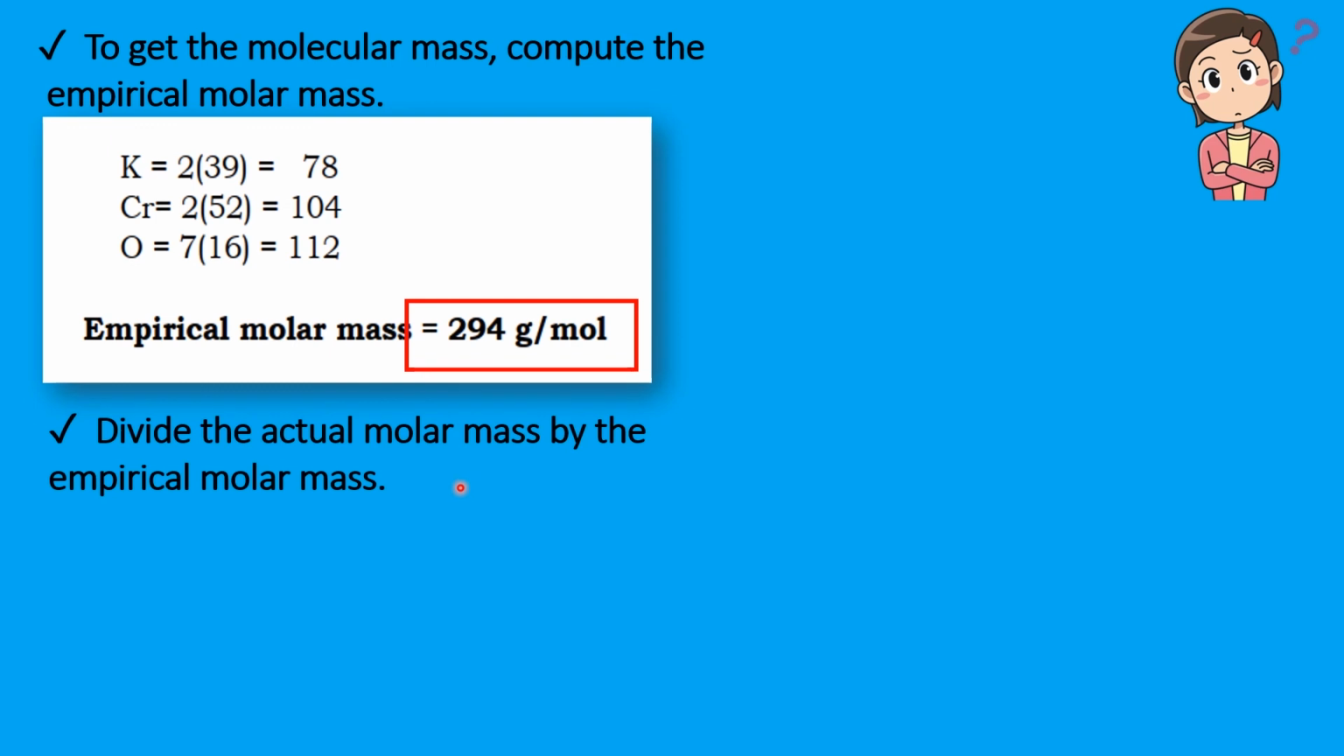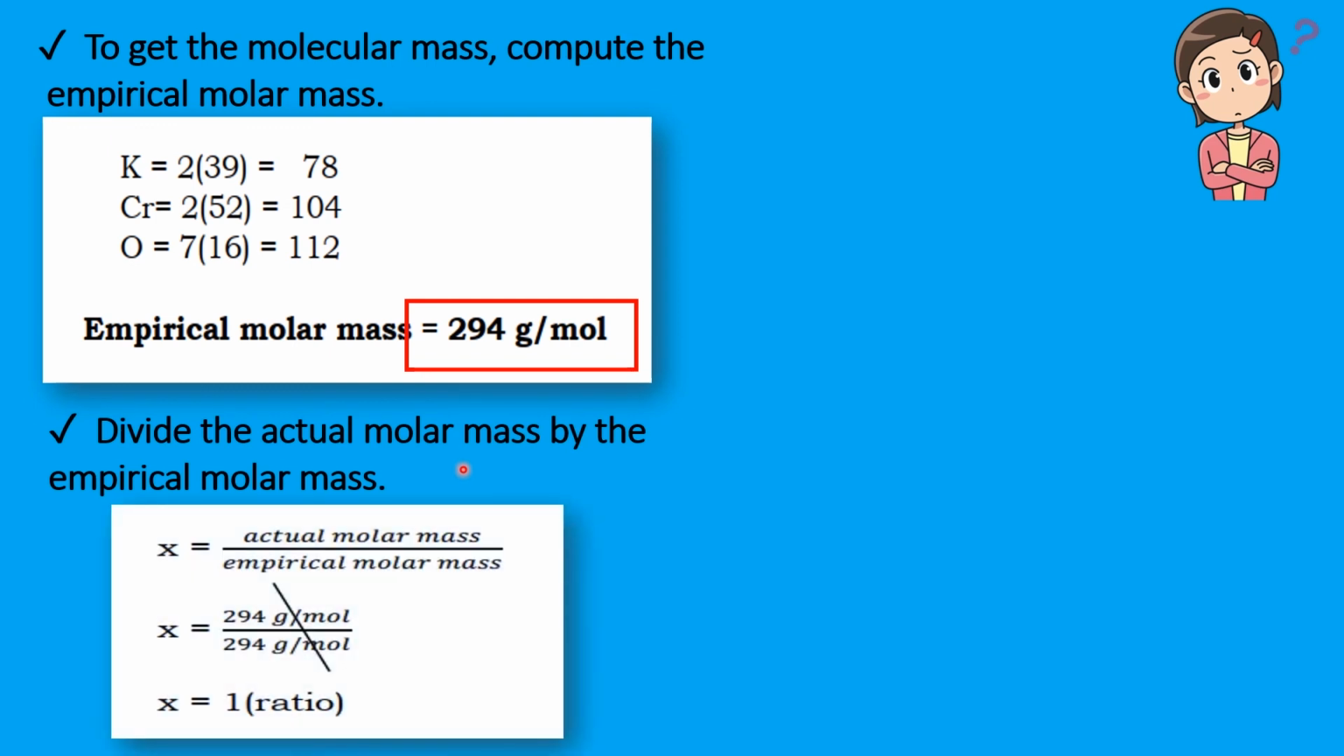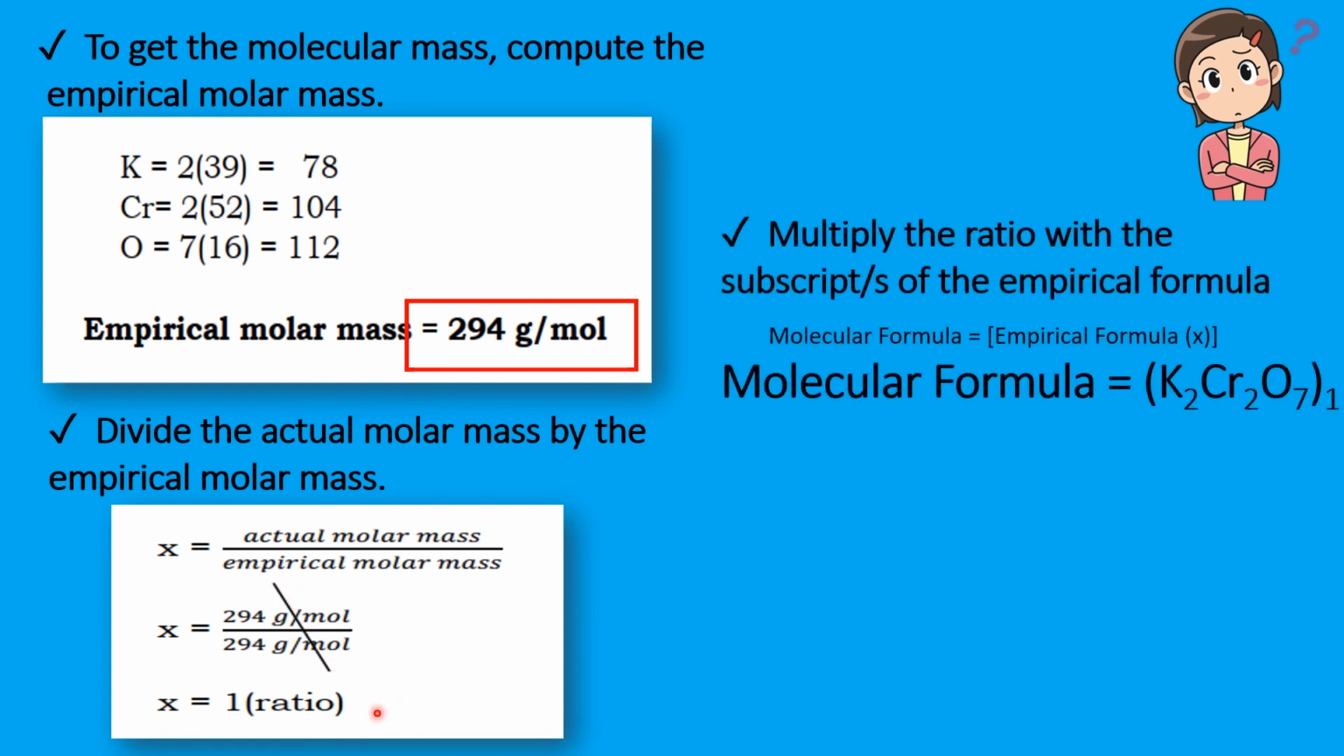Next is to divide the actual molar mass by the empirical molar mass. Remember in our given that it says there that the actual molar mass is 294 grams per mole, and our empirical molar mass is also 294 grams per mole. So we cancel out common units, so the answer is 1. This 1 will be the ratio that we will use to get the molecular formula.